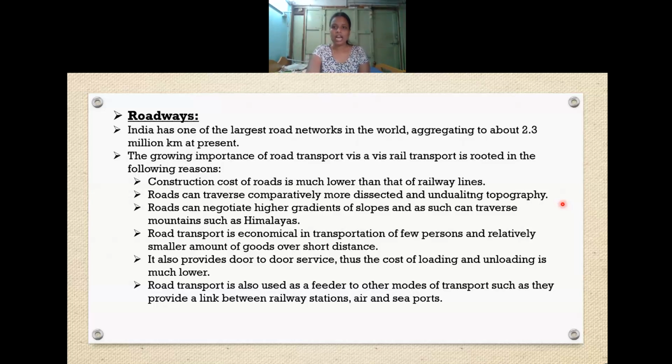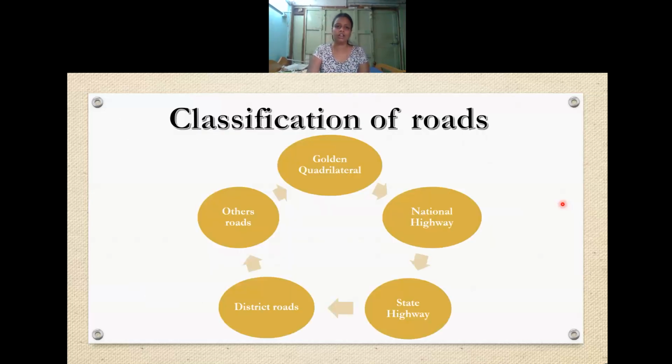The roadways are classified into six types of road. First one is the golden quadrilateral, second is the national highway, third is the state highway, next the district road and the other roads. The last classification is border roads. Even the border roads come under the classification of roads. So who will take the arrangement as well as implementation of these roads in our country?